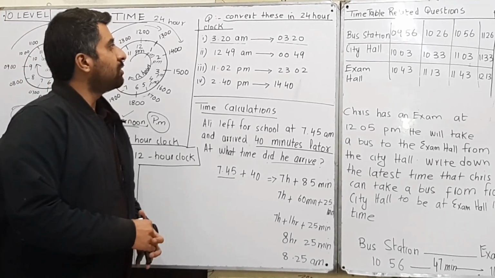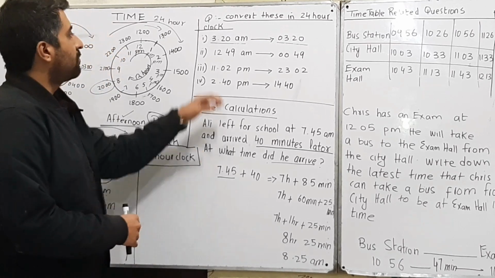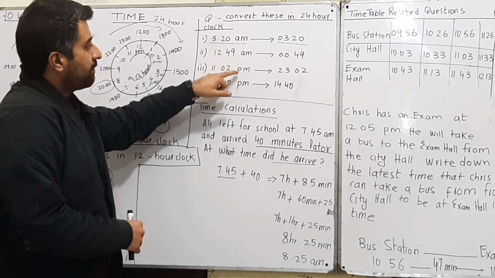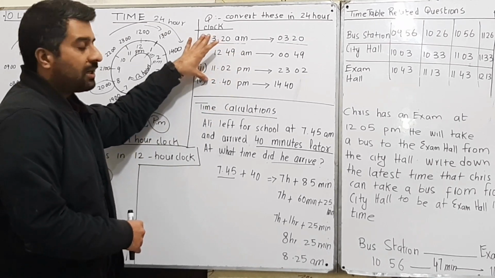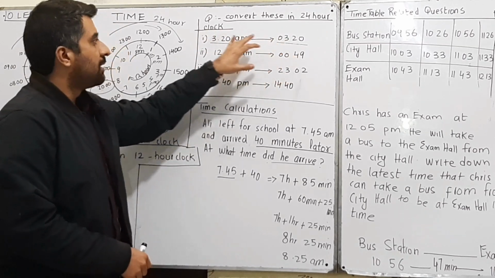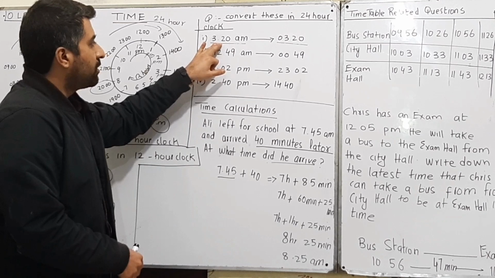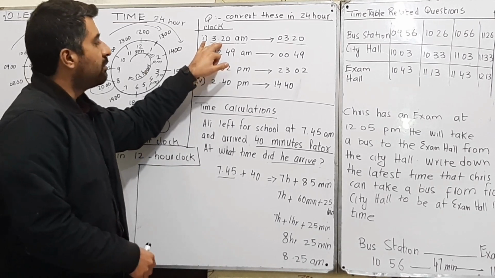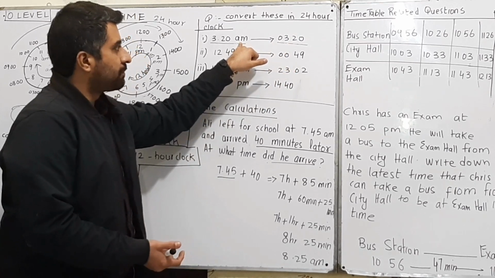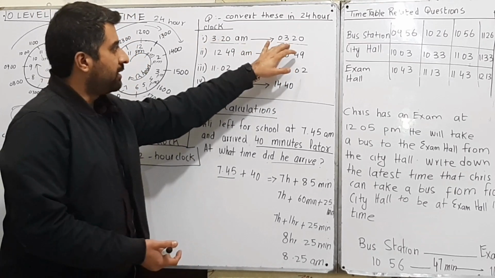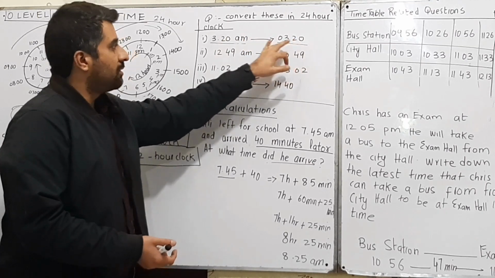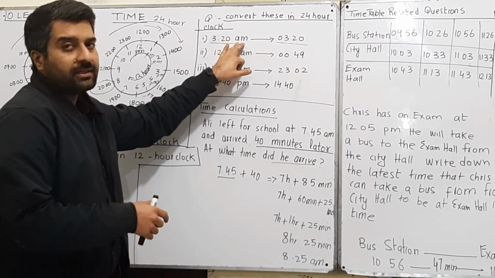Now convert this in 24-hour clock. We are going to convert 12-hour clock into 24-hour clock. The AM and PM show that these times are in 12-hour clock, and we have to convert them into 24-hour clock. Now this is AM, meaning morning time, 3:20. It will be written in 24-hour clock as it is, but without AM. There is no change in the digits. We just have to eliminate AM. So for morning times, you simply need to eliminate AM here.